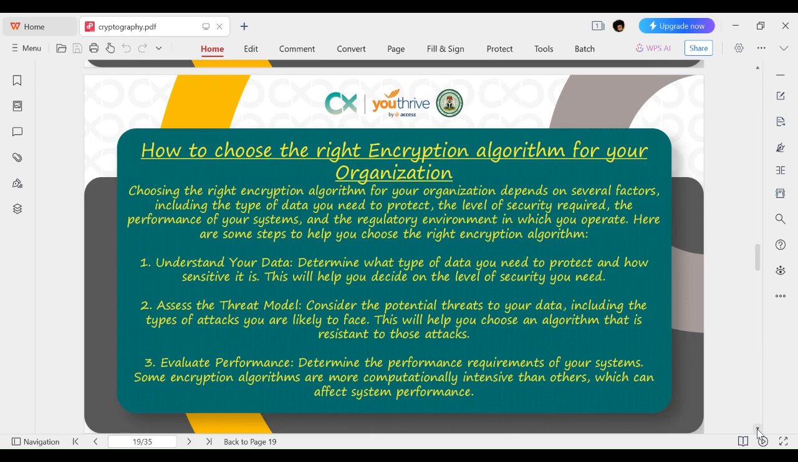So here are some steps to help you choose the right encryption algorithm. One is understand your data. You need to understand the kind of data you use in your establishment.